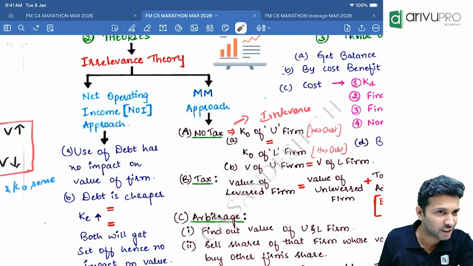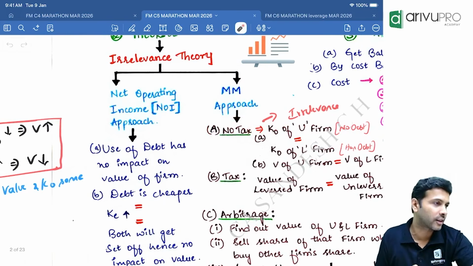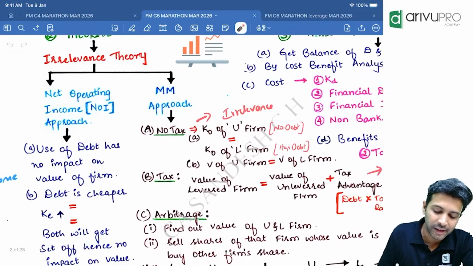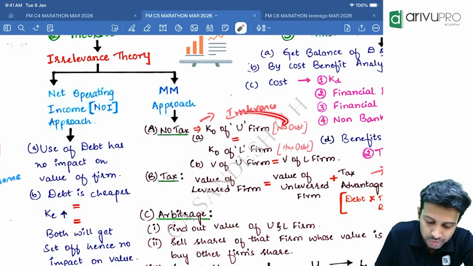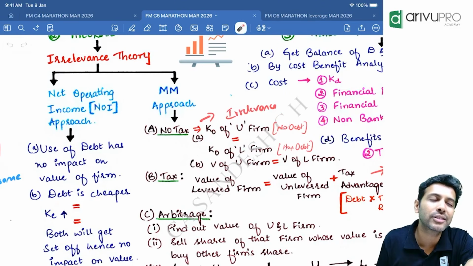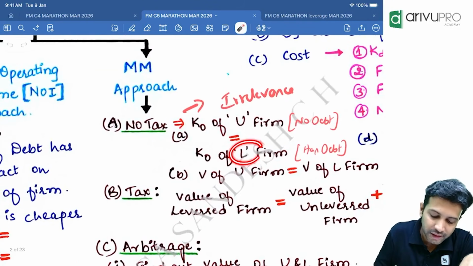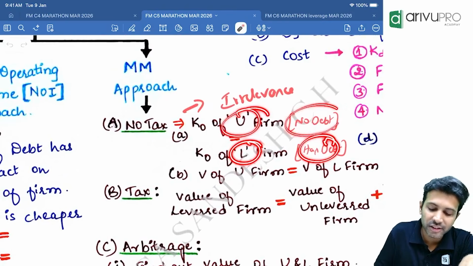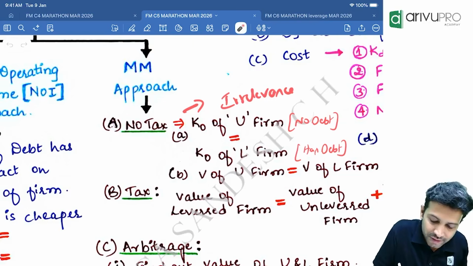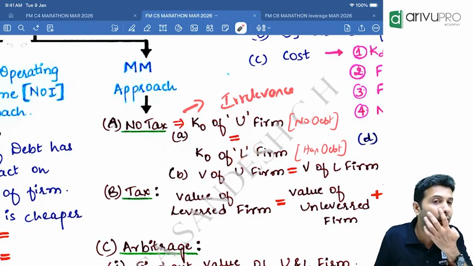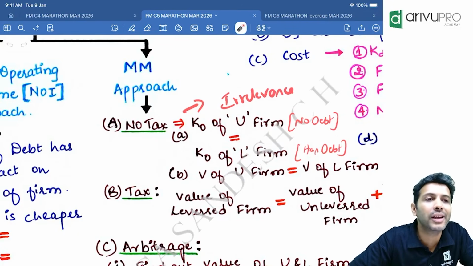So the argument is, if there is no tax rate, like if you're operating in Dubai, no tax, right? If there is no tax in your country, then the value of the levered firm and unlevered firm will be same, and both the firms' KO will also be same. KO means overall cost of capital. Levered firm means that firm which has taken debt. Unlevered firm means that firm which has not taken debt. If a firm has taken any debt, we call it a levered firm. If they have not taken debt, we call it an unlevered firm. If there is no tax rate, then both the firms' KO and value will be same.